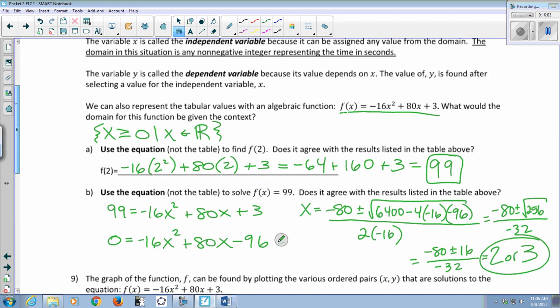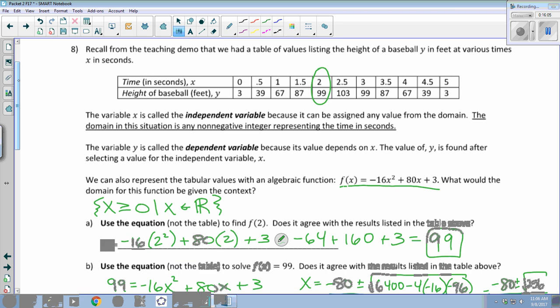Let's look at the table here. Well, yeah, it looks like 3 also, the baseball also has a height of 99. So it must have hit a maximum height somewhere between 2 and 3 seconds, and now it's coming back down.